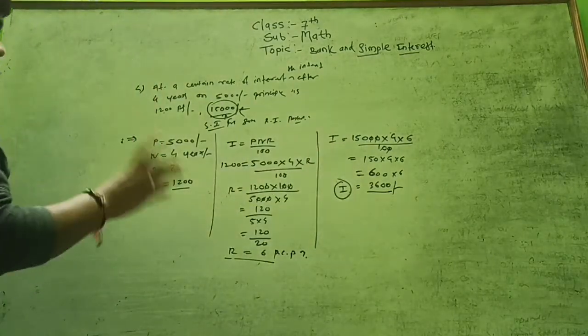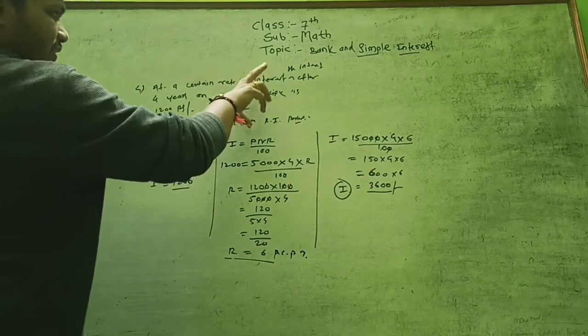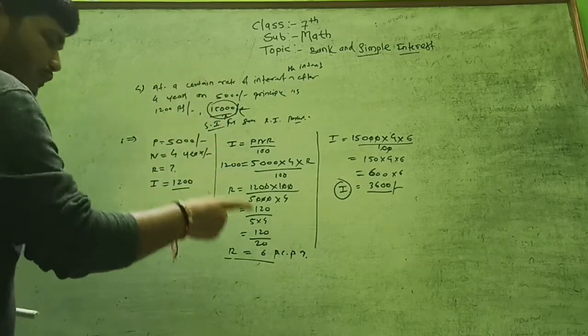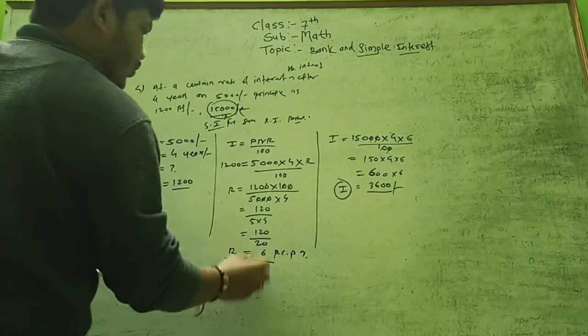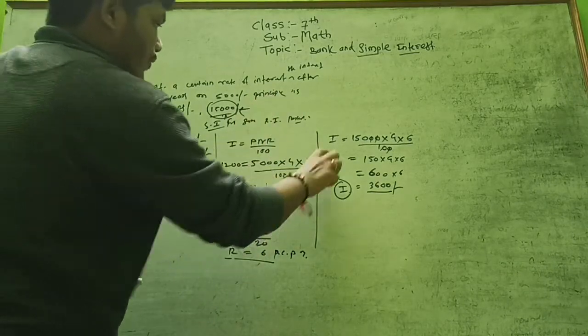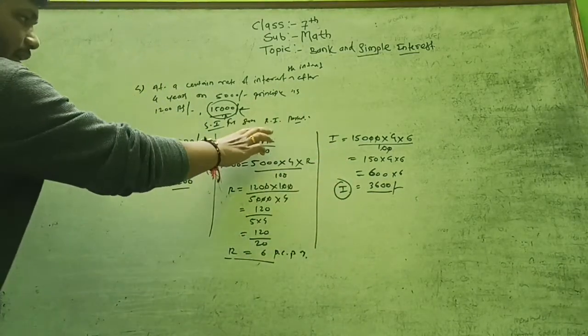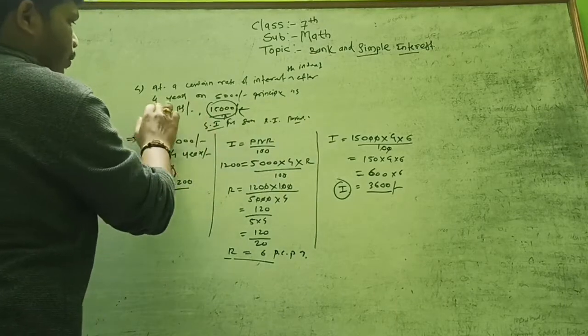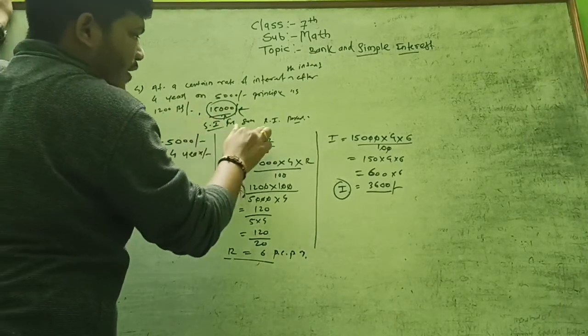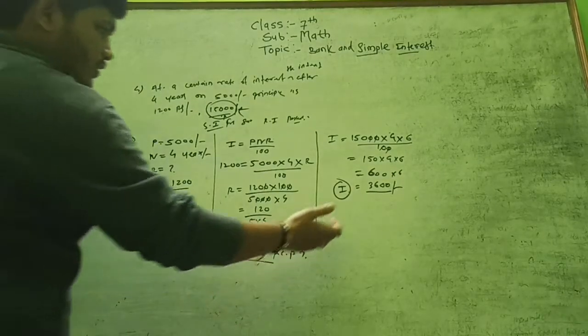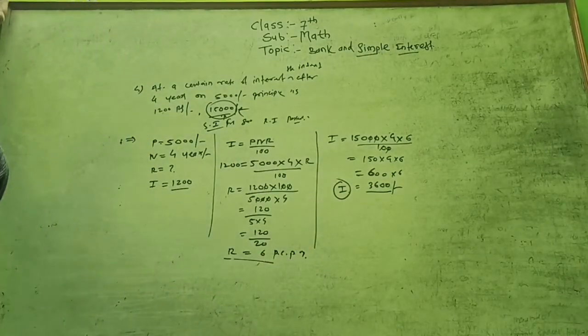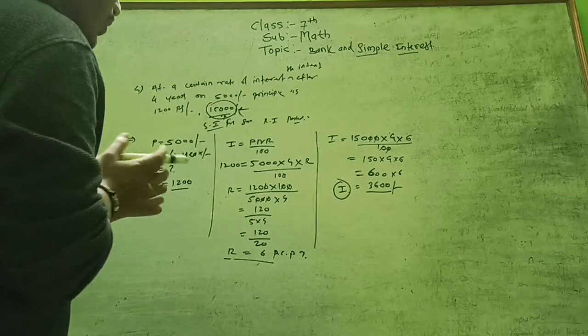That is problem 4 in this practice set, in two parts. In the first part you have to find the rate of interest, which is 6%. In the second part we have to find the simple interest with the same rate of interest and the period. Here the period is 4 years, but to find the simple interest we need the rate of interest from the first part, that is 6%. So this is 3,600 rupees.